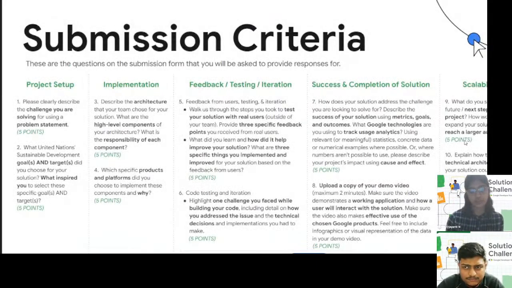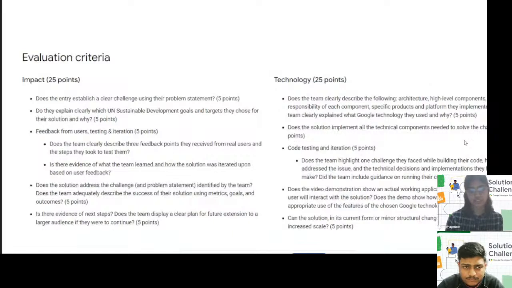Before we talk about the submission criteria, it's better if I talk about the evaluation criteria. When you submit, your solution is submitted using a Google form only. So please remember that whatever you're going to submit is through a Google form. The Google form is going to have around 10 questions regarding your solution, and also some basic details.